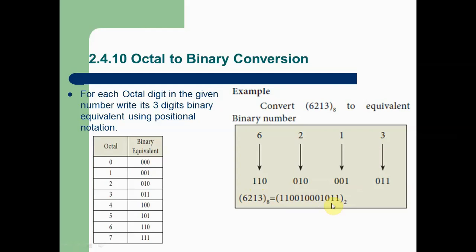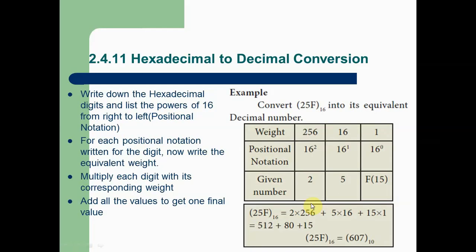So very simple step. We want to write the digits separately. Each and every digit has its binary equivalent. Write the binary equivalent and arrange it from left to right. So the final result is ready. Now we are going to convert hexadecimal to decimal.